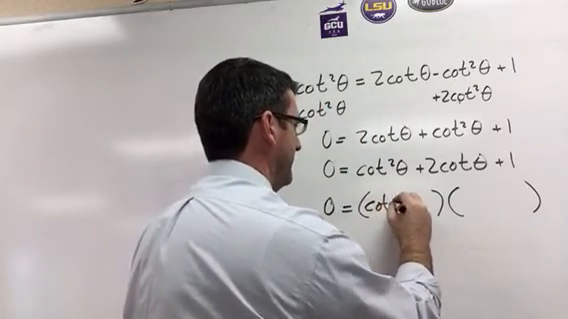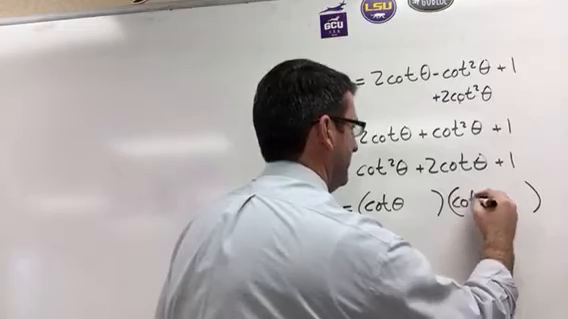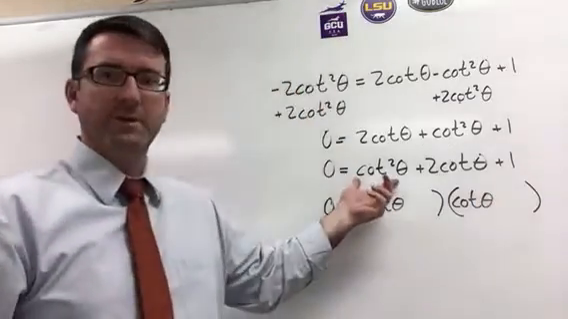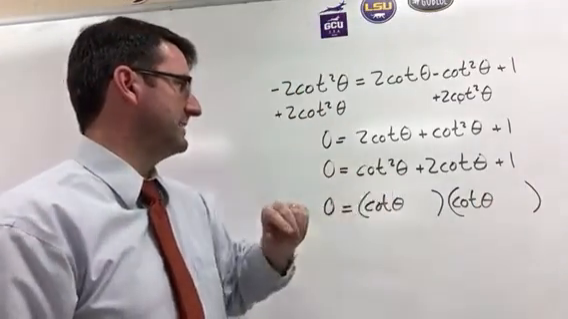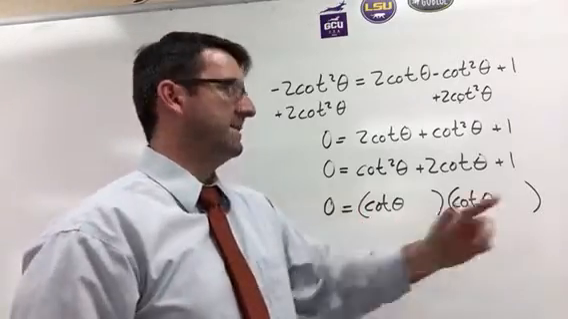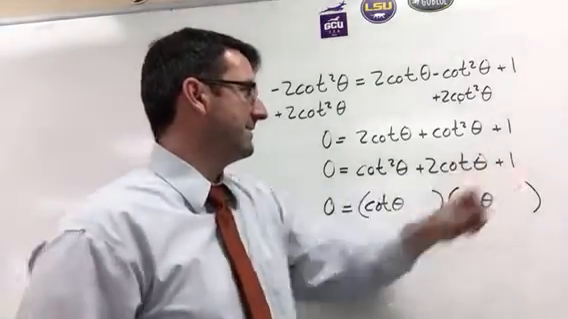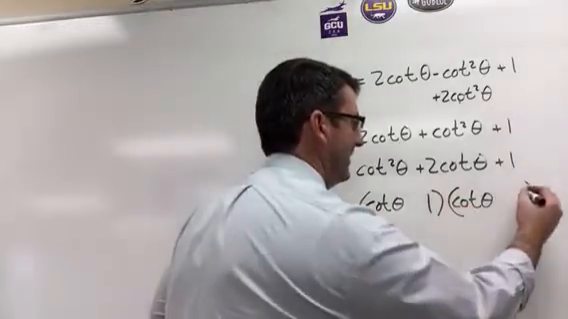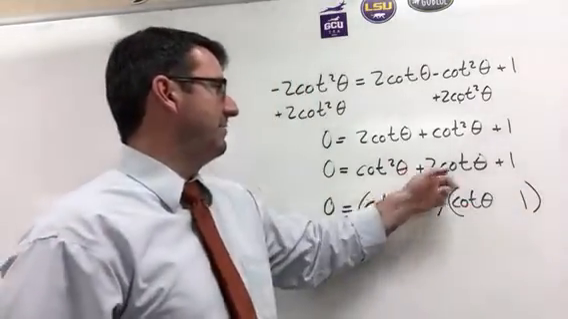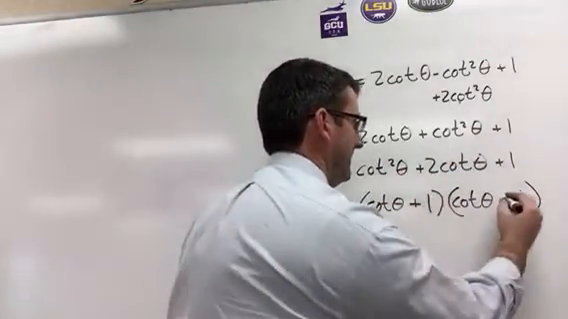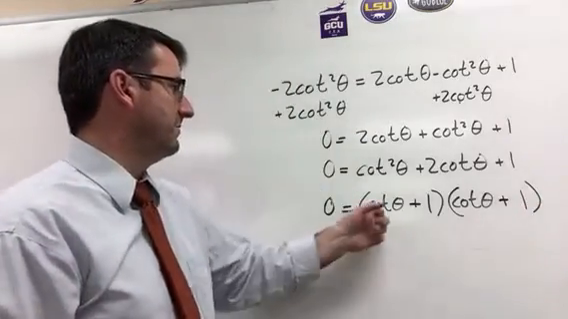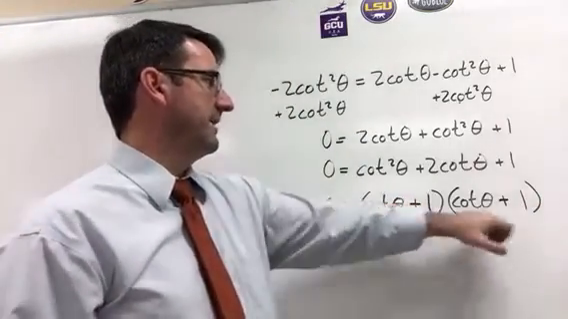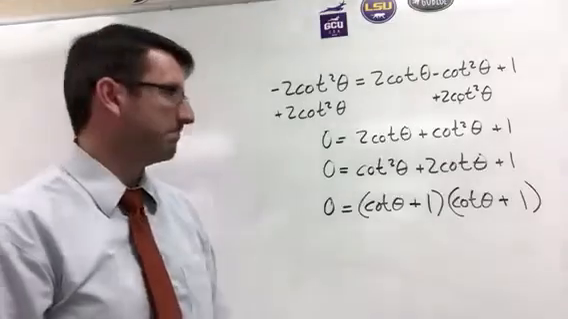We get cotangent theta, because we want the first terms to multiply to cotangent squared. So we've got cotangent and cotangent. And then the last terms have to multiply to 1, so that's 1 and 1. And they both have to be positive. So we have cotangent theta plus 1 times cotangent theta plus 1.